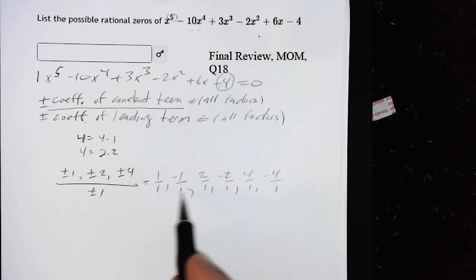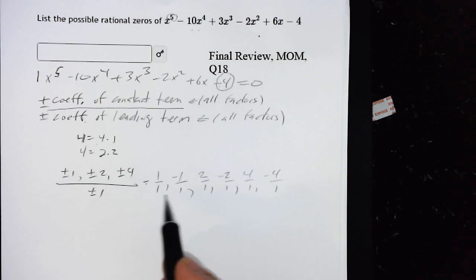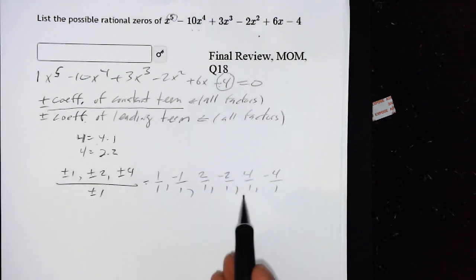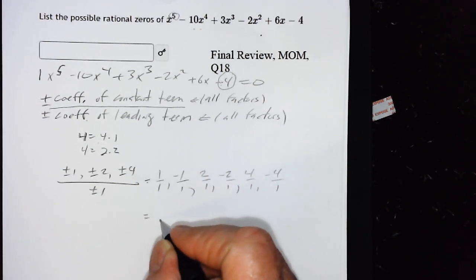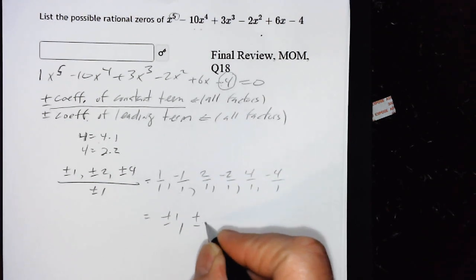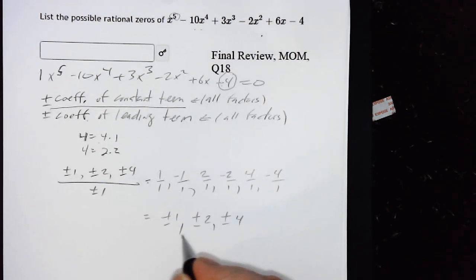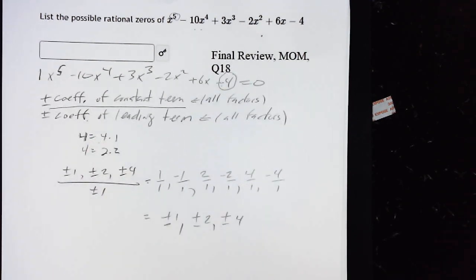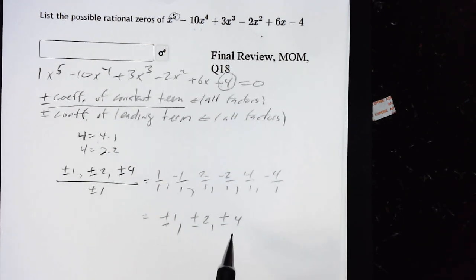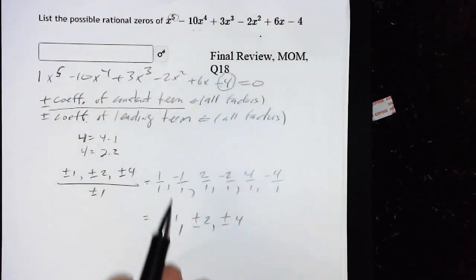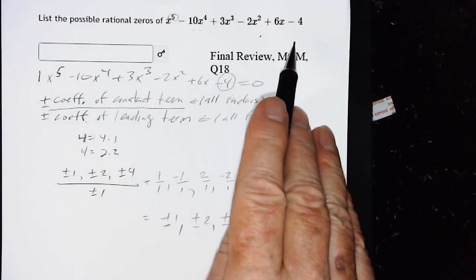Now, of course, an easier way to write this down, you don't need to have 1 in the denominator all over the place. That's kind of redundant. We can just write it like this. Plus or minus 1, plus or minus 2, plus or minus 4. In other words, there's 6 possibilities of these combinations. And these are the 6 possible zeros. When you put that into MyOpenMath as your answer, you'll like it. That is the answer to this question. List the possible rational zeros of this expression here.